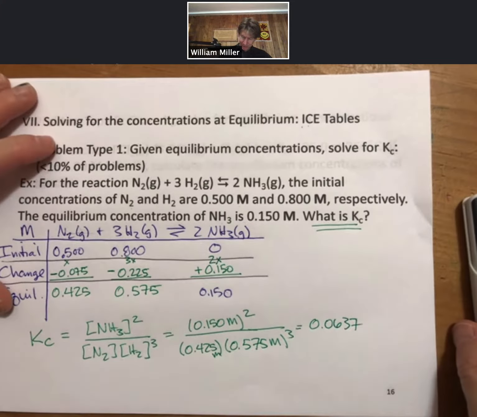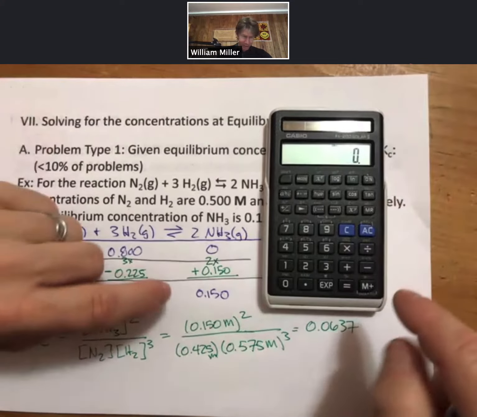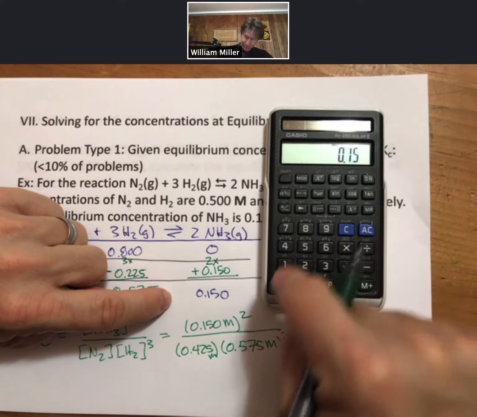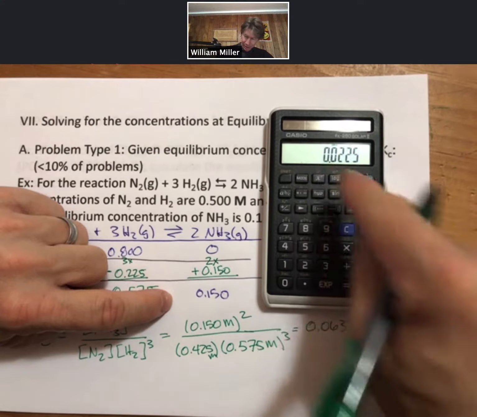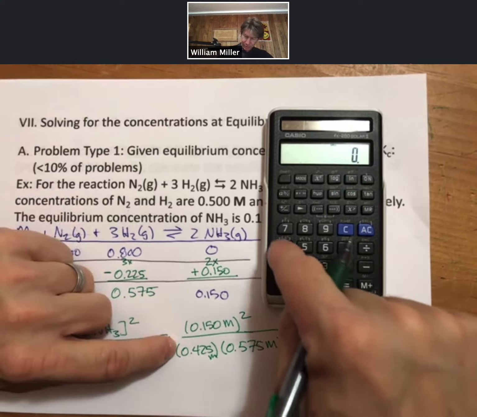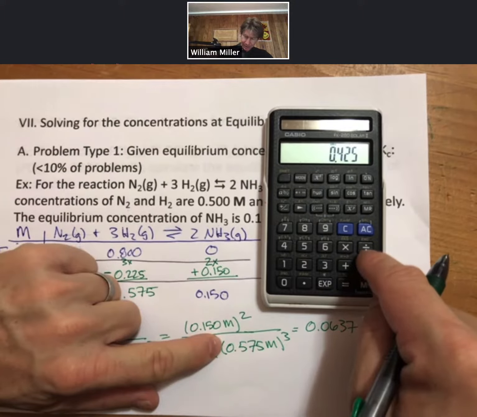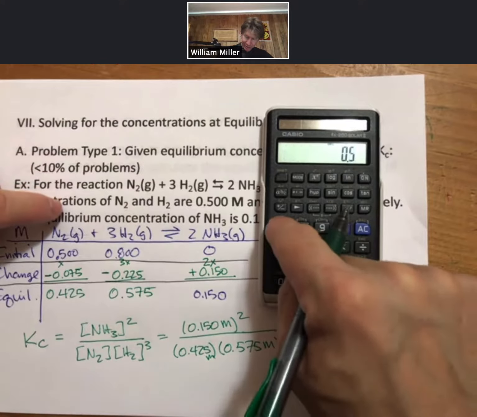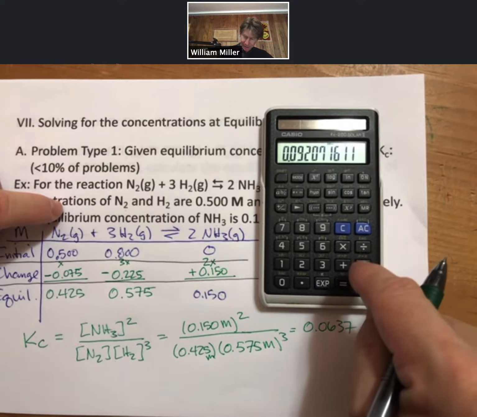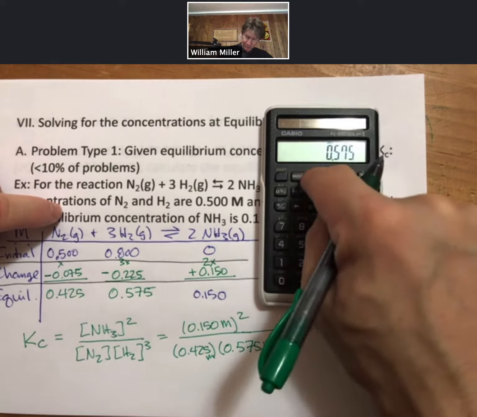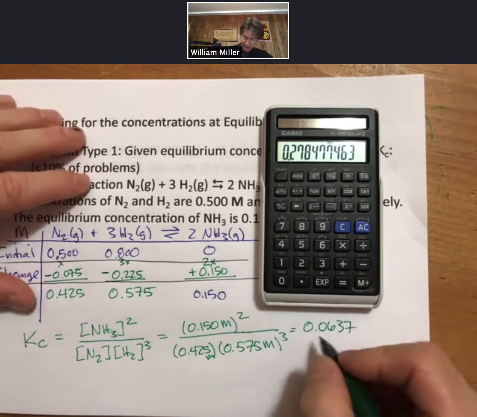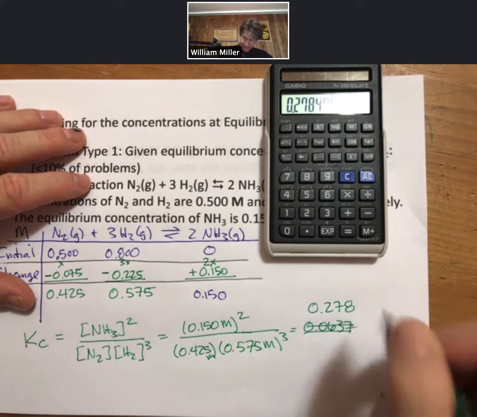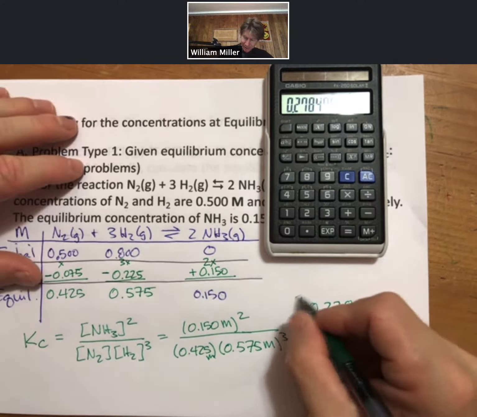Actually, something doesn't look right there, so I'm going to redo this math the old-fashioned way. So 0.150 squared divided by 0.425 divided by 0.575 divided by 0.575 squared. I don't know what happened there. 0.278. That is the correct answer.